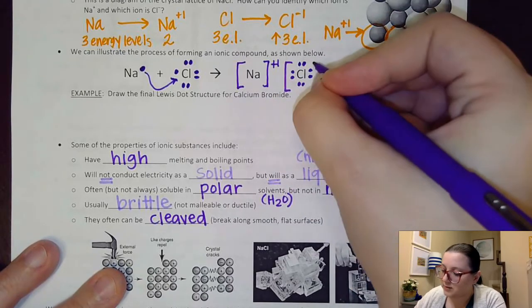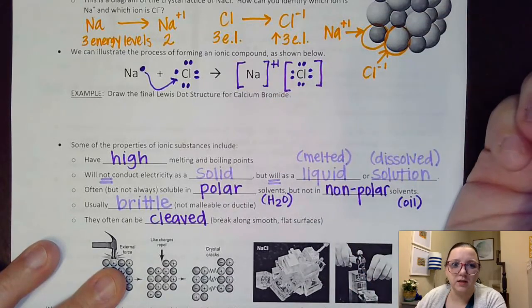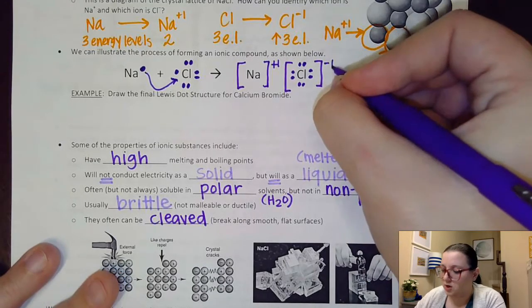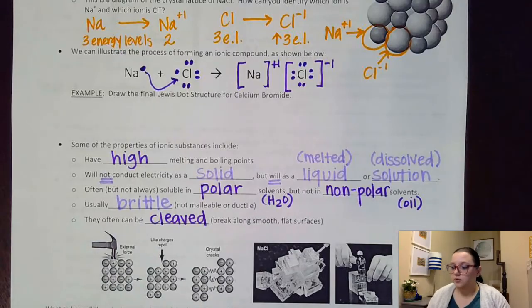I'm going to, again, put brackets around it to show that it's an ion, that we did something a little extra to it. And, of course, when it gains that 1 electron, it takes on a -1 charge. And so we can see there a final Lewis dot structure for sodium chloride.